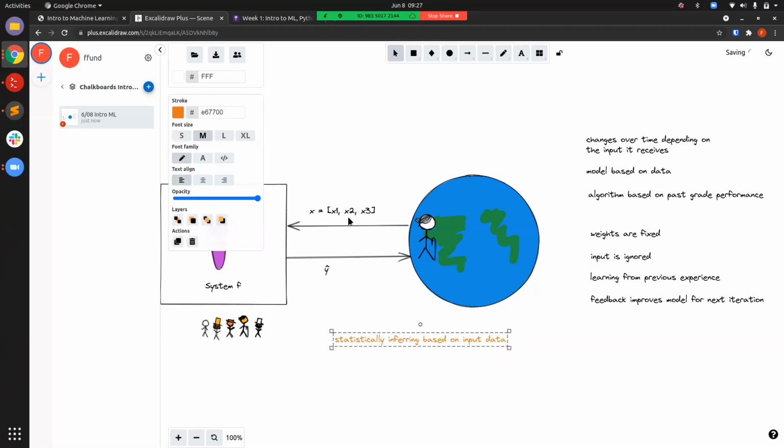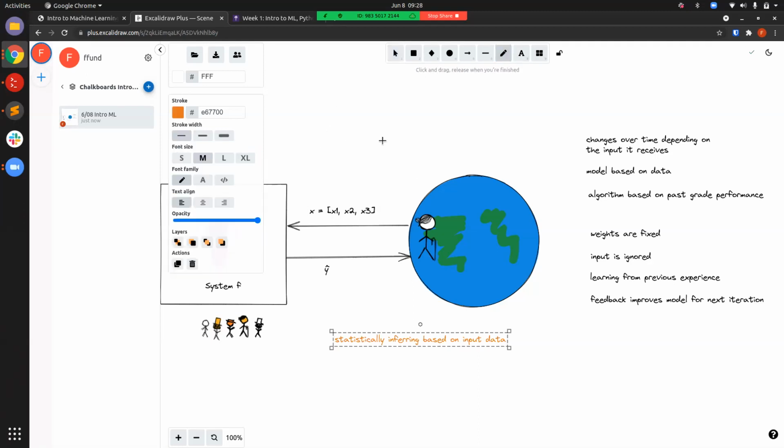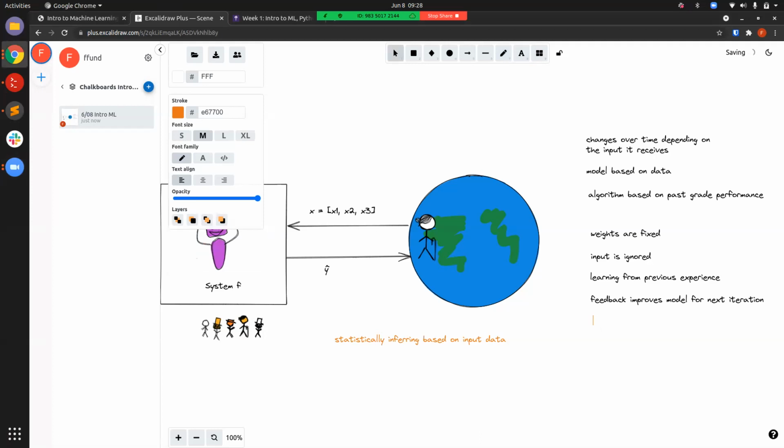So this is not necessarily uniquely a feature of machine learning systems. Right? So this input here, x1, x2, x3, this is the input for the current sample. And inferring an output based on the input data is not uniquely a feature of machine learning. Ben said a machine learning algorithm might give different results with identical input. Let's see if that's true.